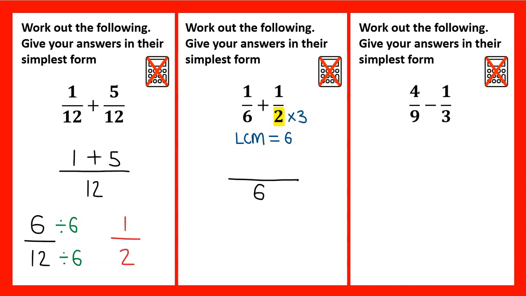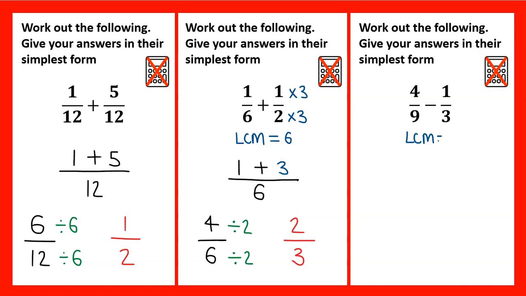To keep the value of the fraction the same, you can't multiply the denominator by 3 without timesing the numerator by 3 as well. So this would give us 1 plus, and 1 times 3 is 3. Adding these together gives me 4 over 6. Both of these have a highest common factor of 2, meaning my final answer is 2 over 3, or 2/3.